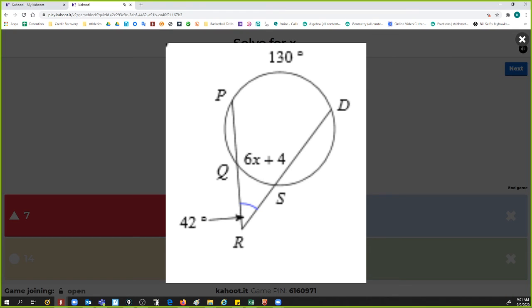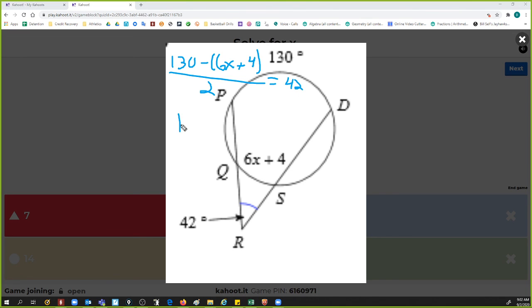Alright, let's take a look, see what happened. This is on the outside, so we're going to subtract. So we get 130, but here's the tricky part. When you subtract, you've got to subtract the entire small arc. So that's 6x plus 4 has to go in parentheses, divided by 2 equals 42.